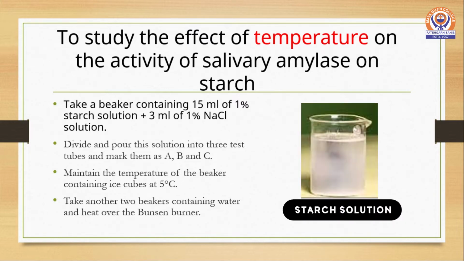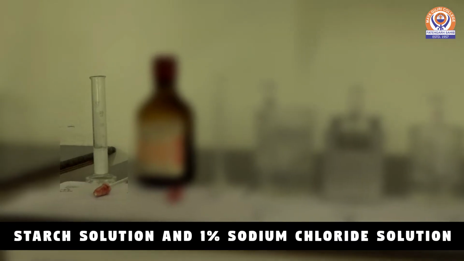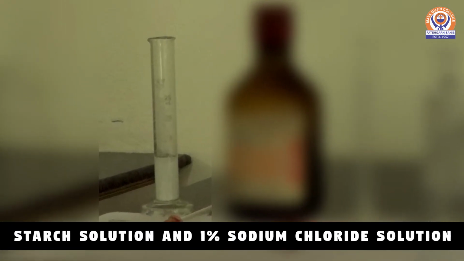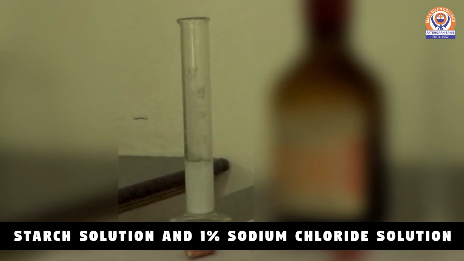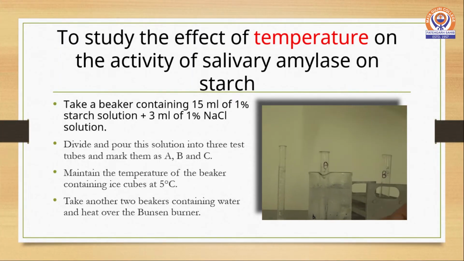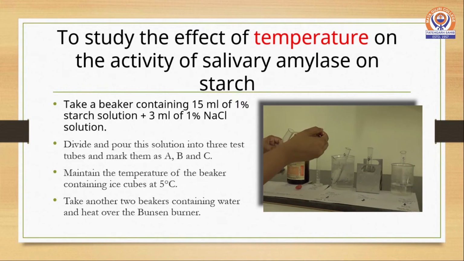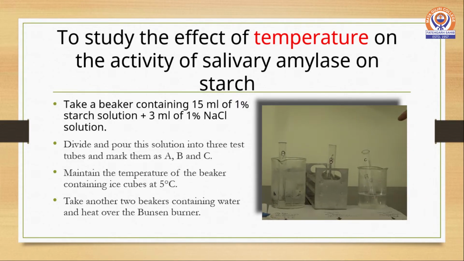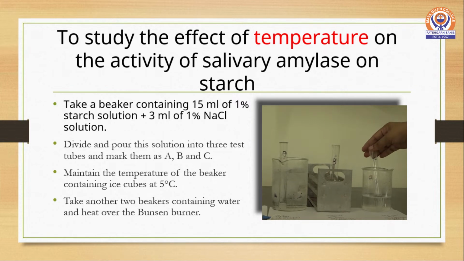Take a beaker containing 15 milliliters of 1% starch solution and add 3 milliliters of 1% sodium chloride solution in it. Second, we need to divide and pour this solution into 3 test tubes. Mark these test tubes as A, B, and C.